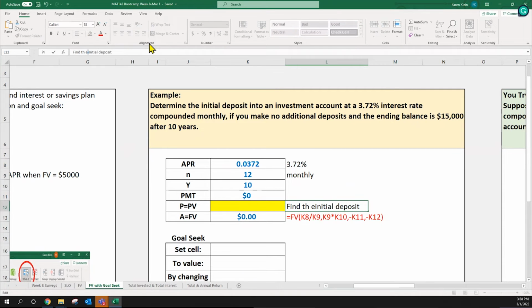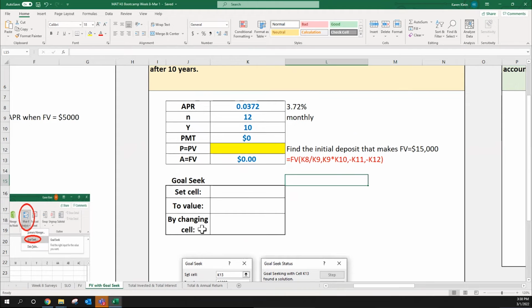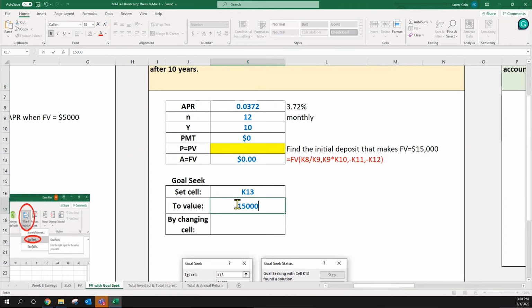So we want to find the initial deposit that makes our FV equal to 15,000. So we're going to goal seek this. So again, our set value, this is what our goal seek is going to look like. That first input here is always going to be your equation. So in this case, that's K13. The to value is going to be set to 15,000. And we're going to do so by changing K12. And that's our input.